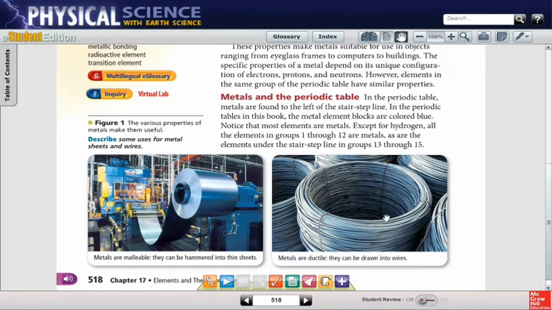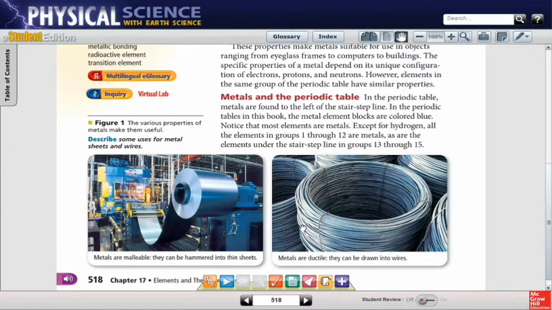Oh, look, here's some wire. It says here metals are ductile. They can be drawn into wires. And in class, I told you what drawing something is like. It's like taking a piece of taffy on a warm day and just pulling that taffy. It doesn't break right away. It just gets thinner and thinner and thinner and thinner. Then eventually it breaks, but it gets nice and thin like spaghetti before that.